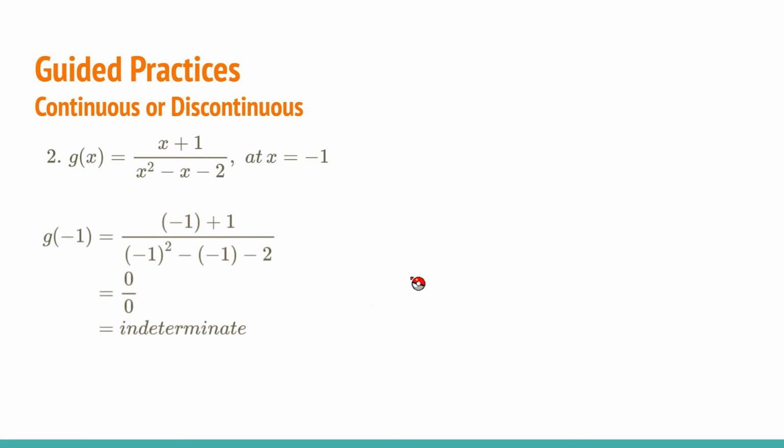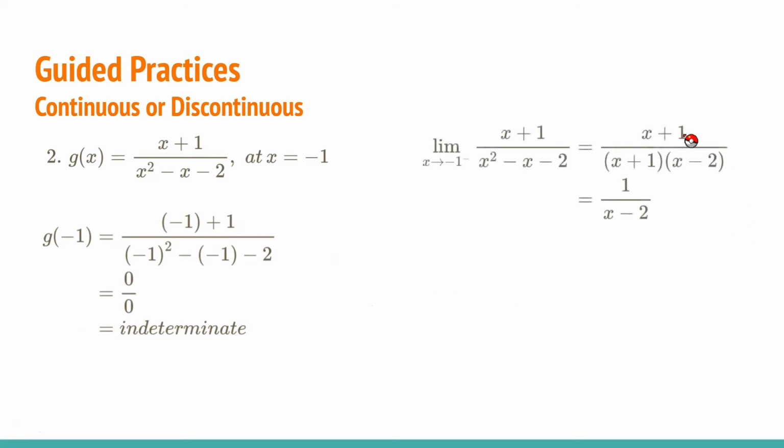Now let's proceed to finding the limit. Again, if we try to simply replace the value of x with negative 1, we'll just get the same answer, indeterminate. So first, when dealing with this kind of function, let's factor out x squared minus x minus 2. If we do that, we'll get x plus 1 times x minus 2. From there, we could cancel out x plus 1, and we are left with 1 over x minus 2.